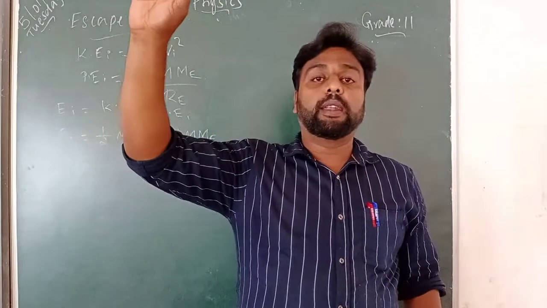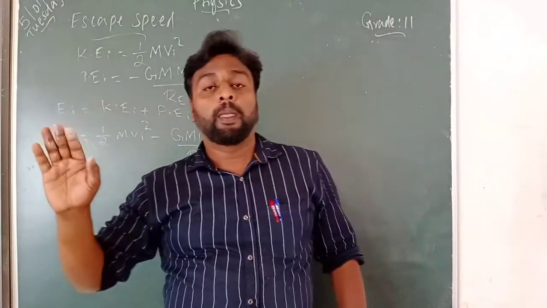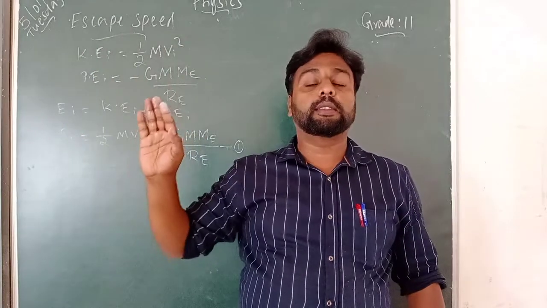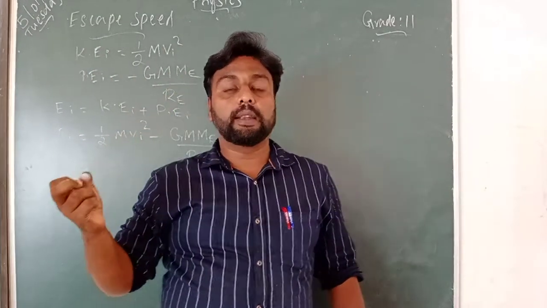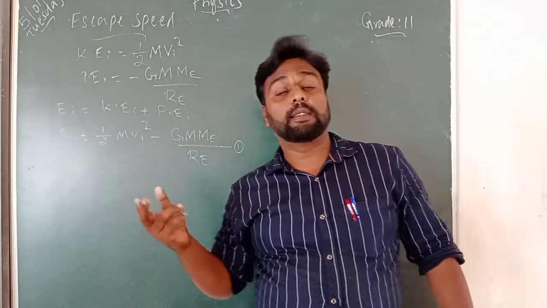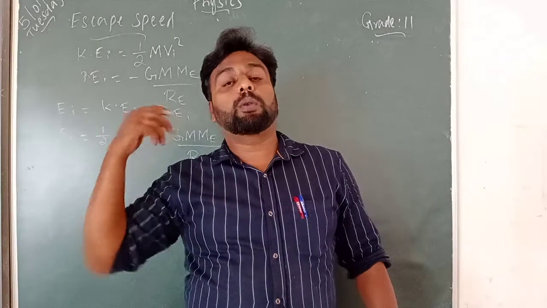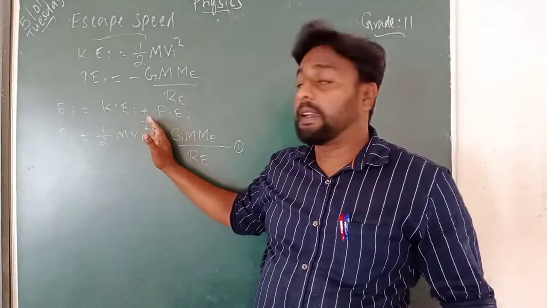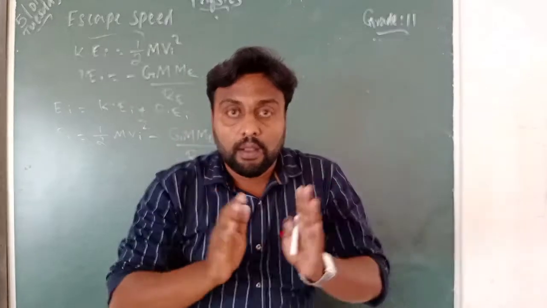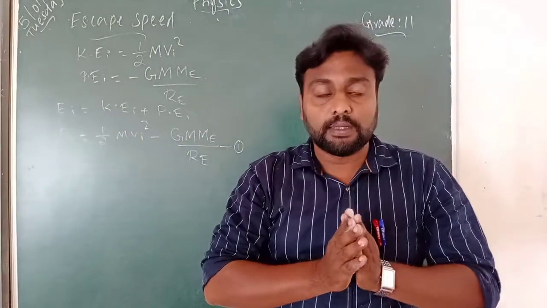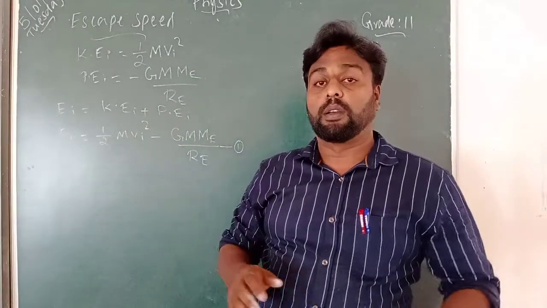So at infinity means what? Somewhere at infinity, this kinetic energy and potential energy is 0. If the kinetic energy and potential energy is 0, what will be the total energy? What will be the total final energy? This is the initial energy. So final kinetic energy and final potential energy are 0, which means the final energy also will get what?